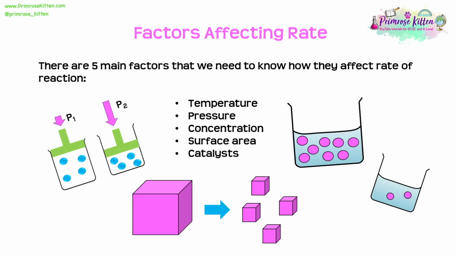Different factors can affect the rate of a reaction, and there are 5 main factors that we need to be able to talk about for this exam. Firstly, we need to know about temperature, then pressure, concentration, surface area, and catalysts.